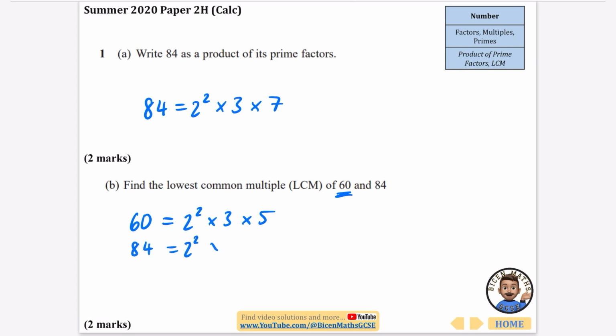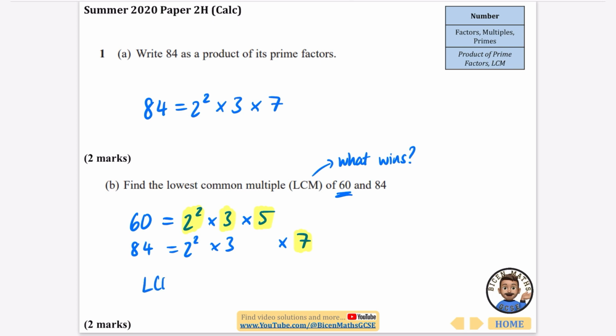is 2 squared times 3, but I'm going to put the 7 in its own column that we've got here. Now for lowest common multiple, we think of what wins, in other words, what's the highest power. So these are the same, so it doesn't really matter which of these I highlight. 3 versus 3, they're the same. Now the 5 is definitely going to beat the blank space, and the 7 is going to beat the blank space that we've got there.